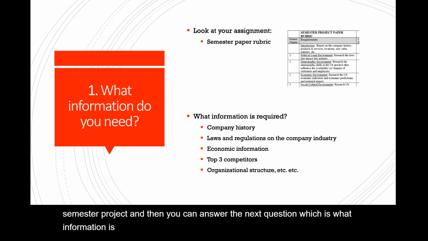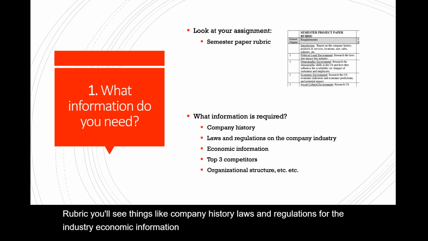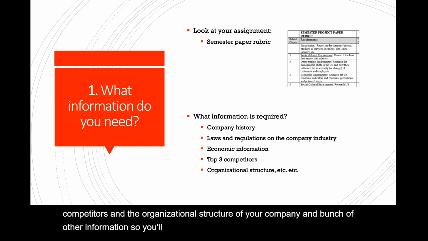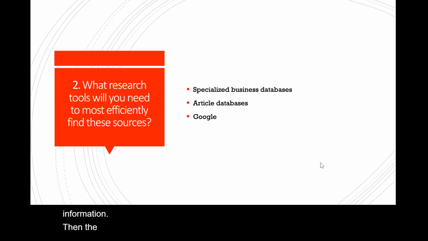In the rubric, you'll see things like company history, laws and regulations for the industry, economic information generally, your company's top 3 competitors and the organizational structure of your company, and a bunch of other information. So you'll be thinking, okay, I'm looking for these pieces of information. Then the next thing to think about is where you're going to find that information.